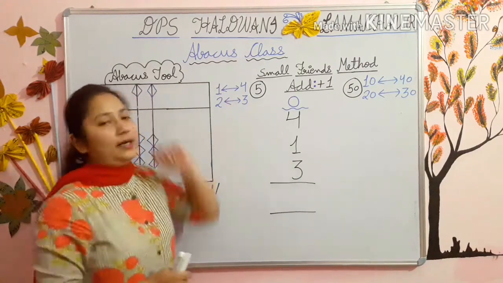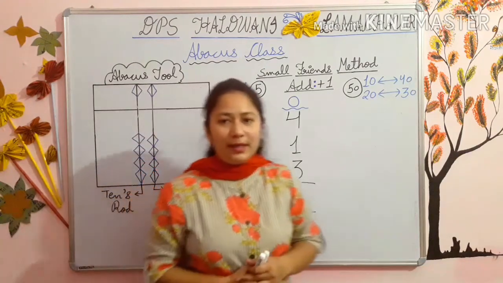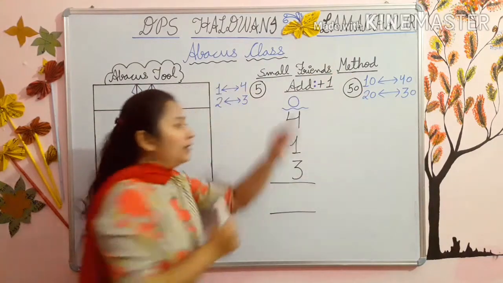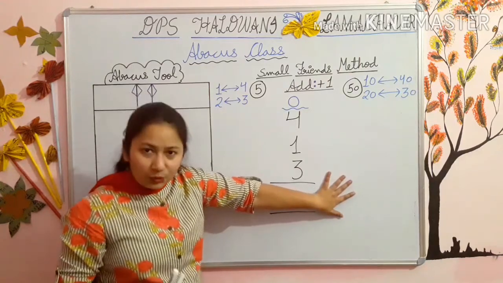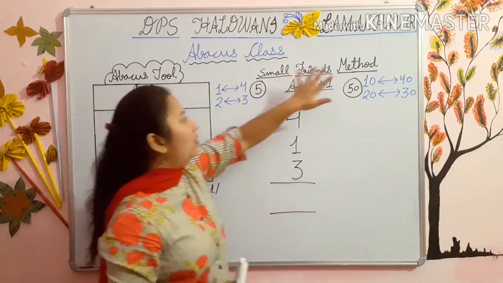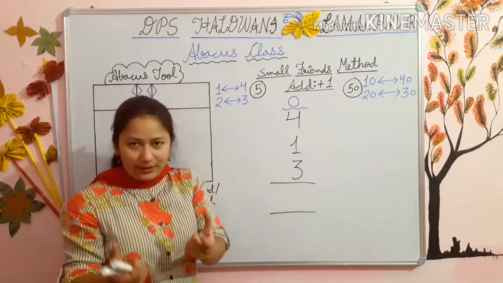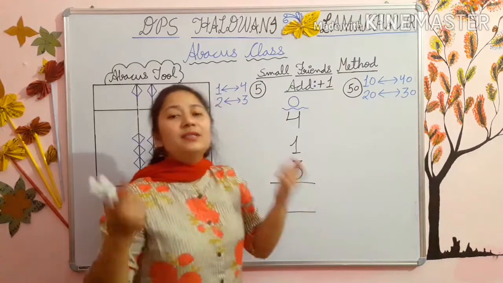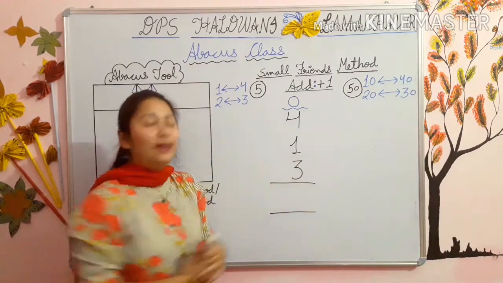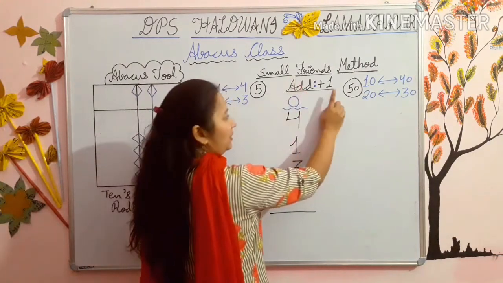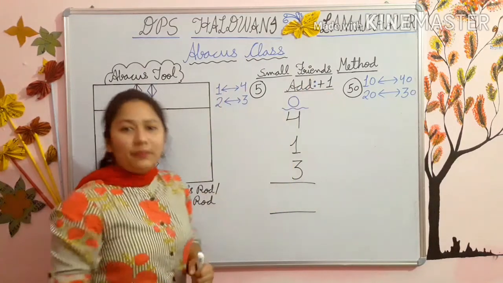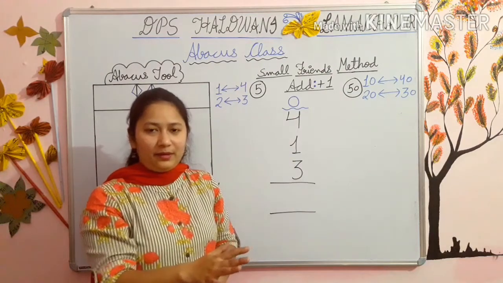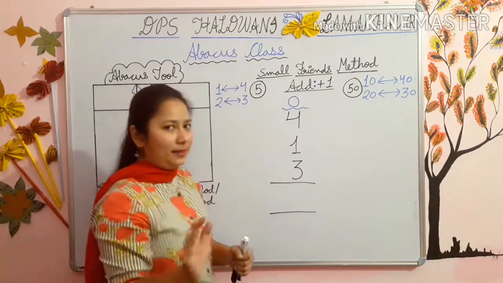But before starting this sum, I want to tell you something kids. See here, I have written small friends method. The addition which we will do today is called the small friends method. And our today's addition is based on plus 1. Means we have to add 1 everywhere. You will get it when we do the sum.